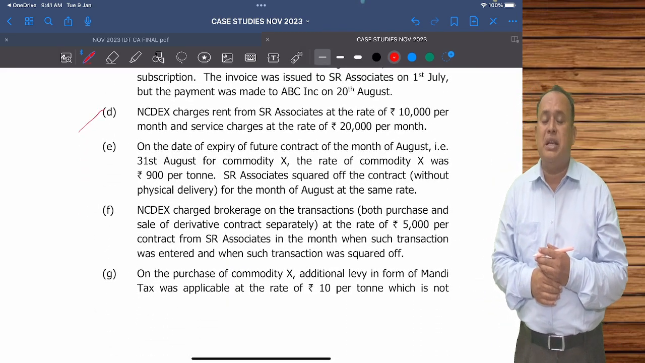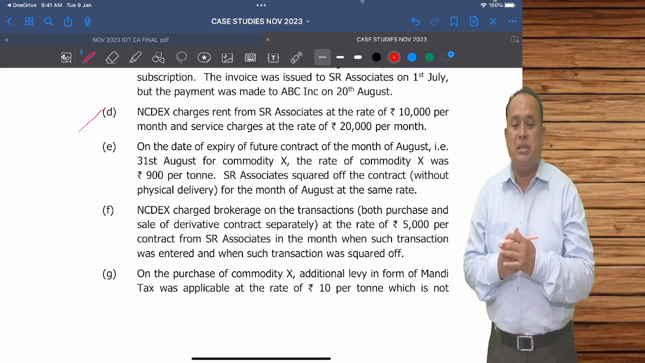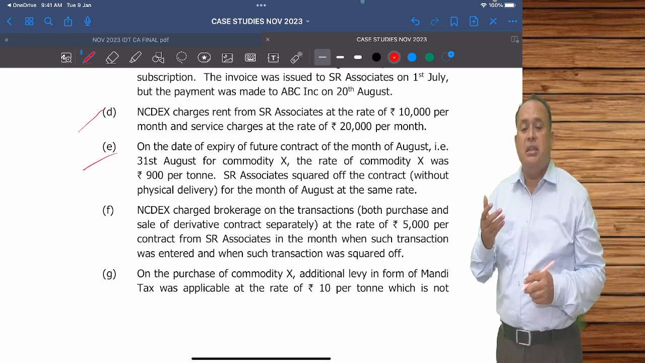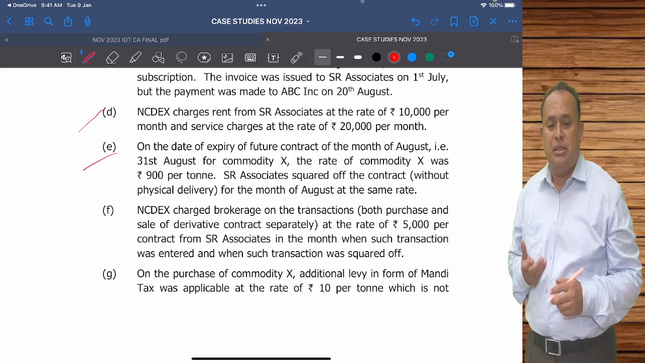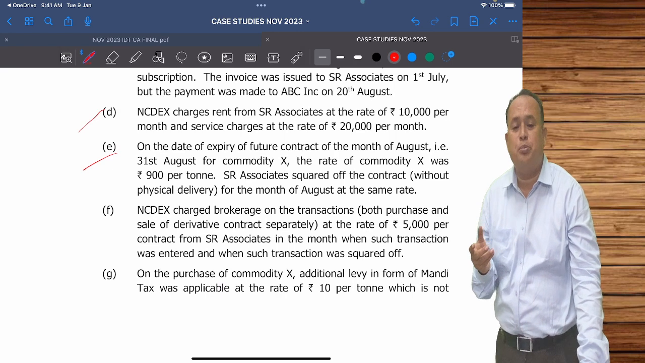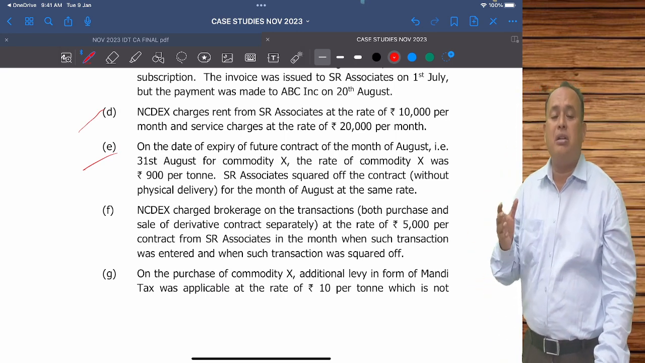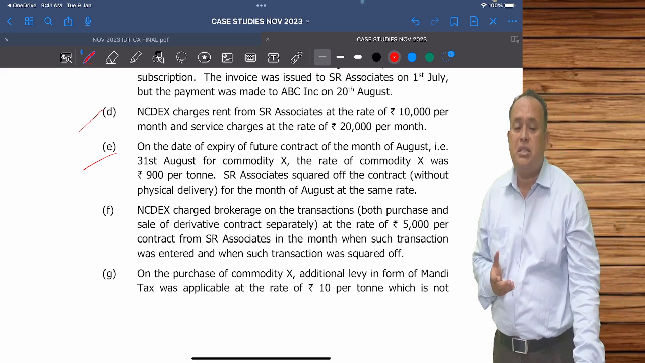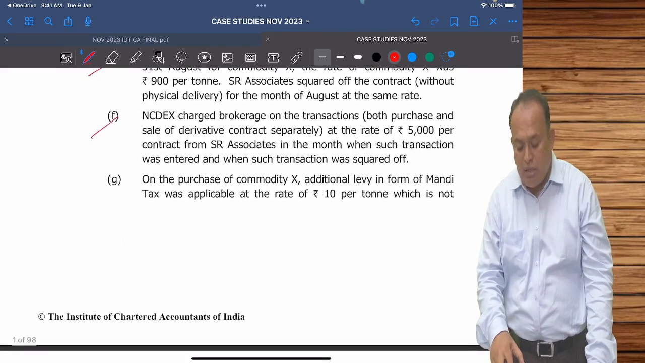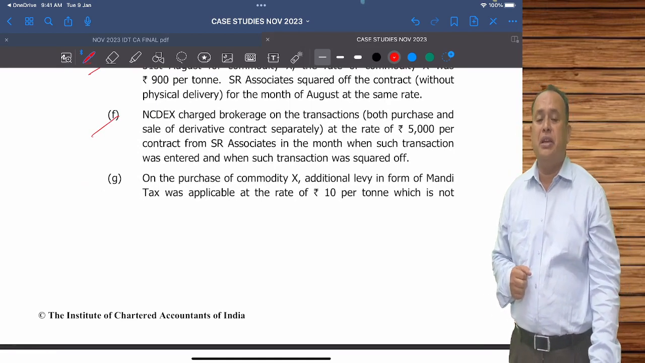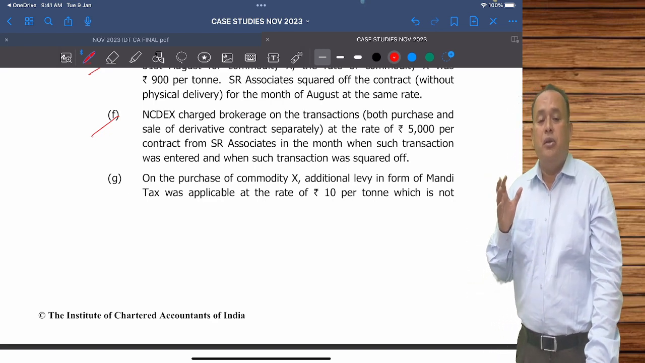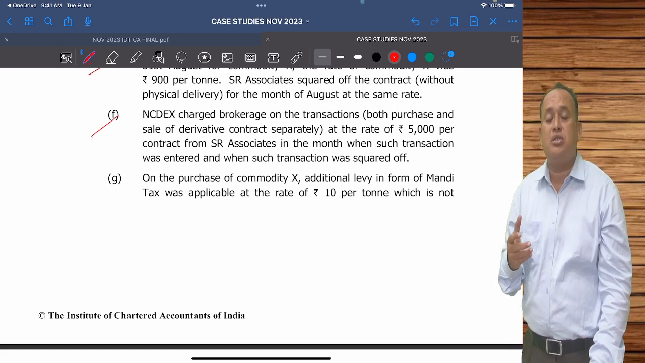Next point, NCDX charges rent from SR Associates at the rate of rupees 10,000 per month and service charges at the rate of rupees 20,000 per month. Next point, on the date of expiry of the future contract of the month of August, that is 31st of August, for commodity X, the rate of commodity X was rupees 900 per ton. SR Associates squared off the contract without physical delivery for the month of August at the same rate. Next point, NCDX charged brokerage on the transactions, both purchase and sale of derivatives contracts separately, at the rate of rupees 5,000 per contract from SR Associates in the month when such transaction was entered and when such transaction was squared off.